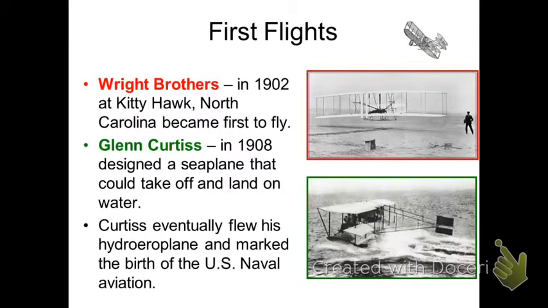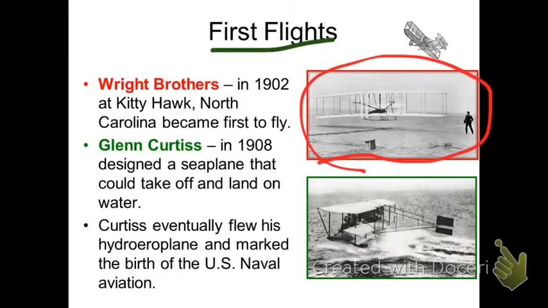All right, the first flights. Go back and take a little bit of a look at this. Now, we have already discussed several chapters ago the use of the plane in World War I. We're going to talk a little bit about how it came to be. And here we have a picture of the Wright brothers flying their first airplane at Kitty Hawk. And here we have the Wright brothers. 1902, Kitty Hawk, North Carolina, became the first to fly. And there is a picture of it right there.